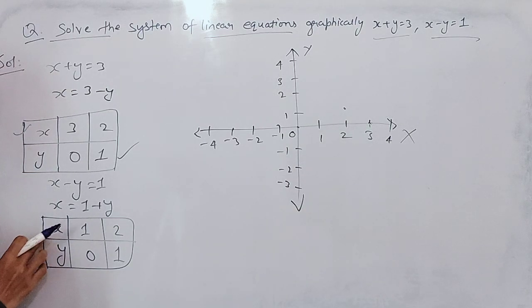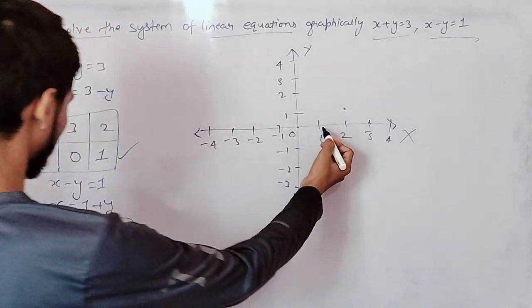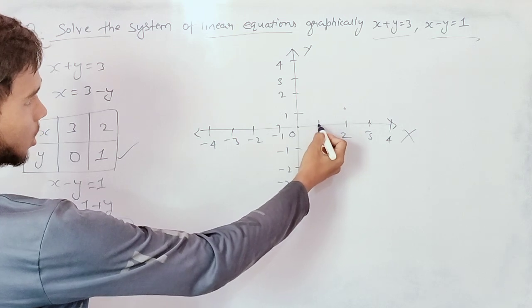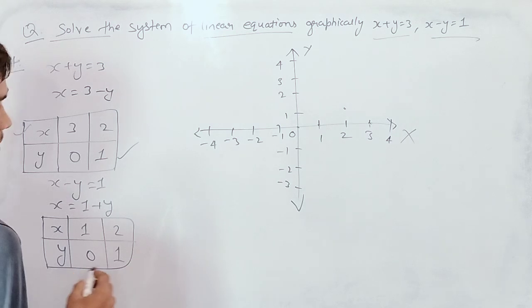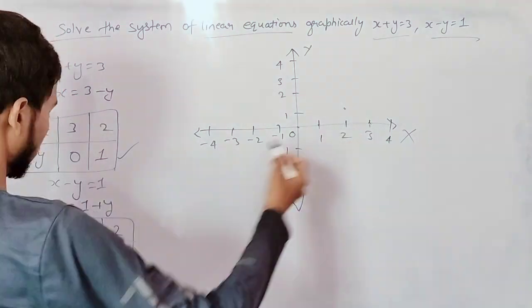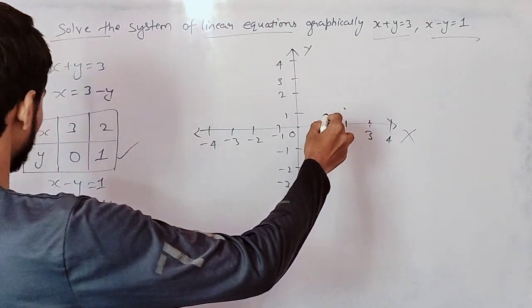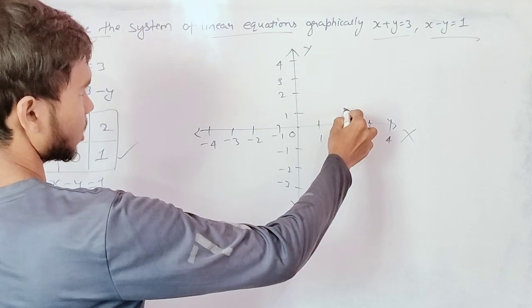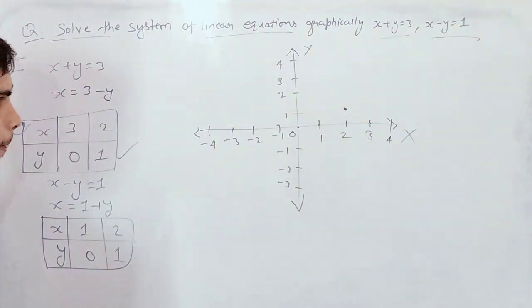This box. X as a 1. Where is the x as 1? This. And y as a 0. So the third point is here. X as a 2, and y as a 1. So again, it is here.